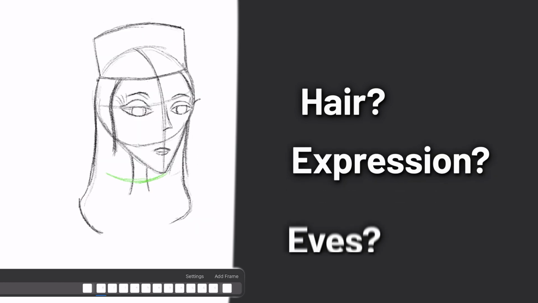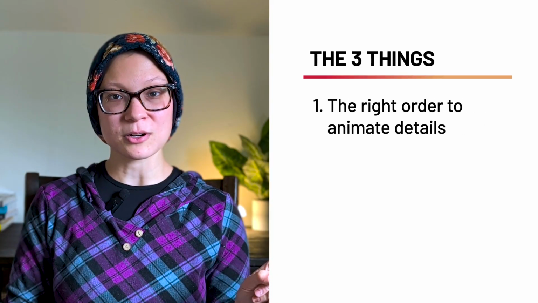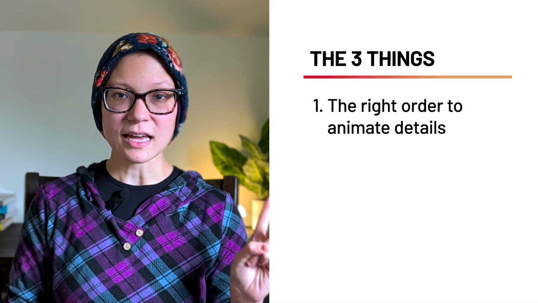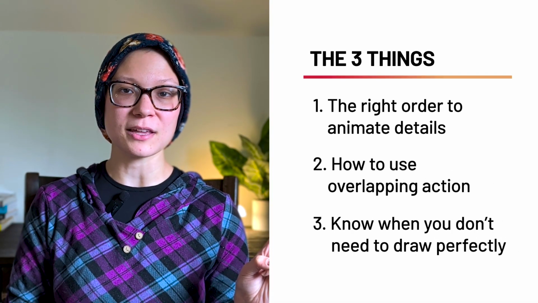Hair, expression, eyes, which do you animate first in your head turn? After all, these small details make your character unique. You can't leave them out. So in this video, you're going to learn 3 things: the right order to animate those small details, how to use overlapping action, and find out when you don't need to draw everything perfectly.